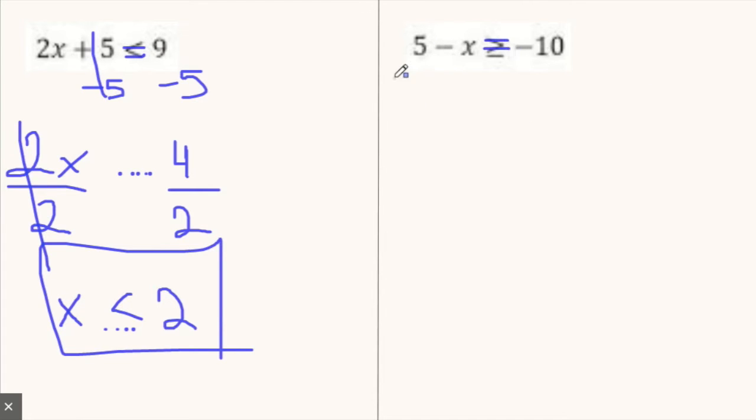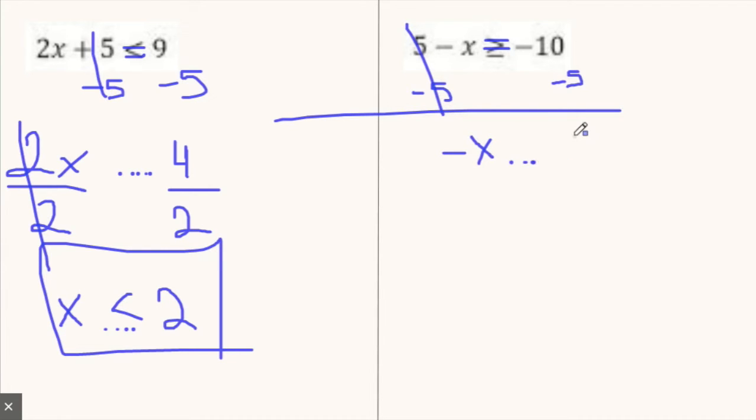Let's do this as if you were doing any other question. Move 5 by subtracting 5 from both sides. It's going to cross this out. -x, leave a space. -10 minus 5, it's going to be -15.